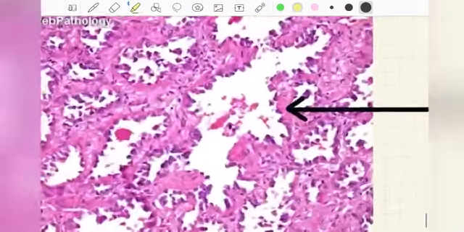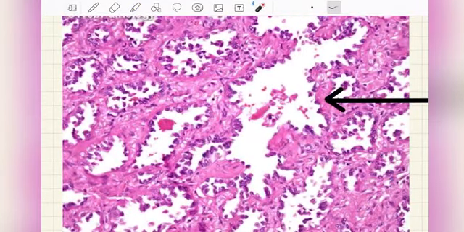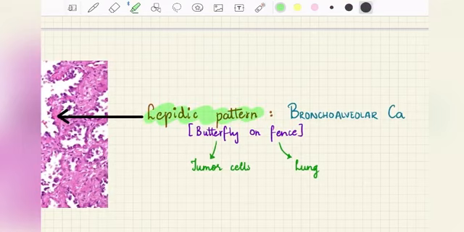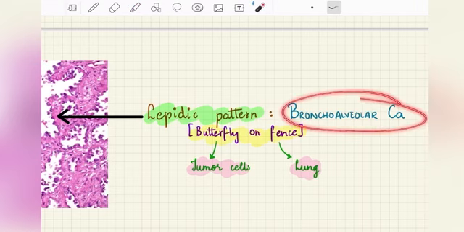So we will first focus on this slide. In this image you can see that if this is a lining, there are cells present on that lining. So this is compared to the appearance of a butterfly sitting on a fence. So that is called as lepidic pattern. So lepidic pattern is also described as butterfly on fence appearance. So the fence is the normal lung and the butterflies are formed by the tumor cells. Now this is seen in bronchoalveolar carcinoma.